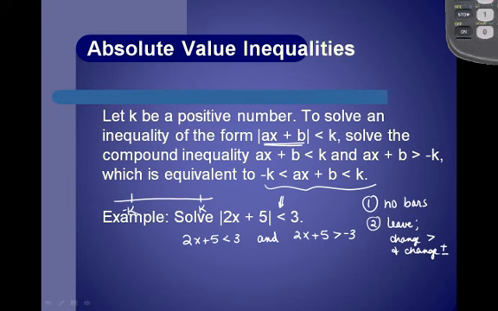If we solved it as two separate cases, we'd get minus 5 on both sides, so we get 2x is less than negative 2, which means x is less than negative 1. If we solve the second case, we get minus 5 on both sides, so we get 2x is greater than negative 8, which means x is greater than negative 4.